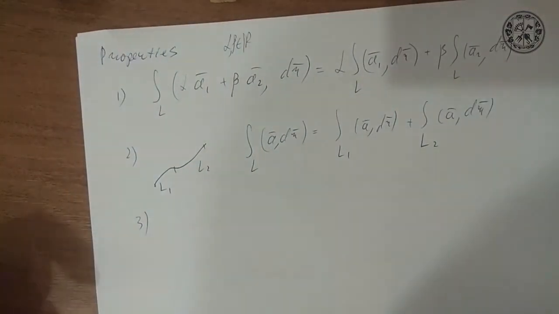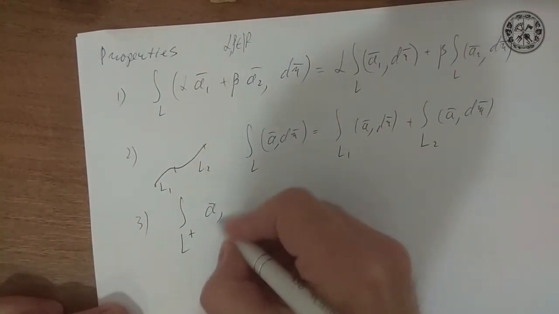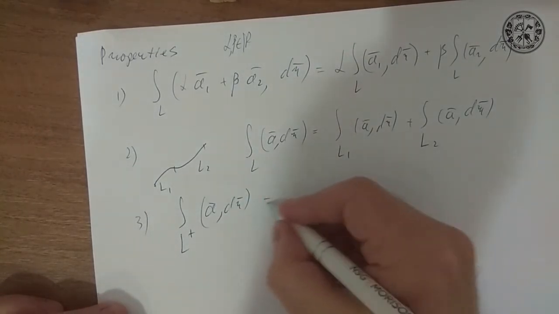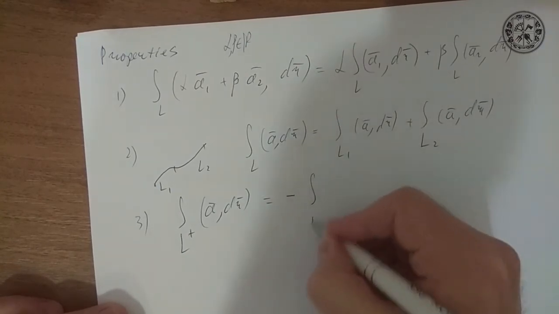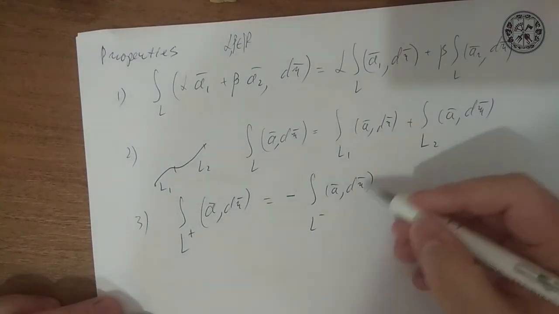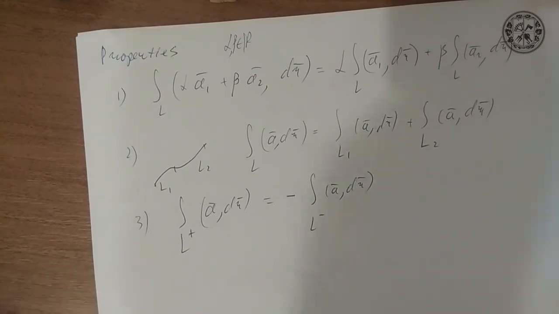The third property is that if we change the orientation of our curve, we'll have a different sign. If we go from A to B, we get plus. If we go from B to A, we get minus.